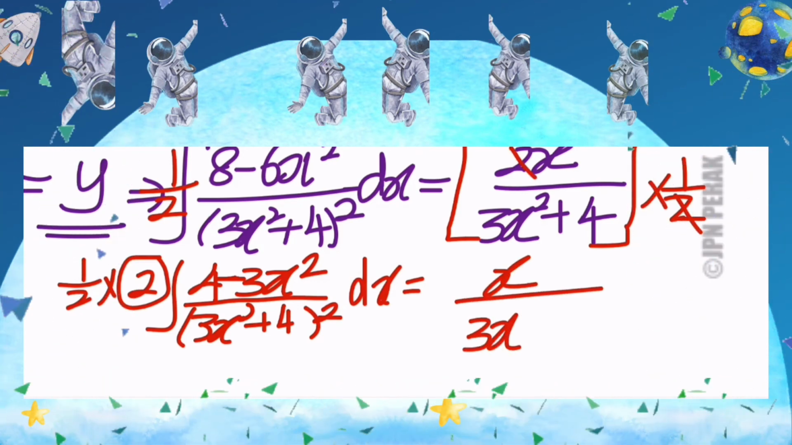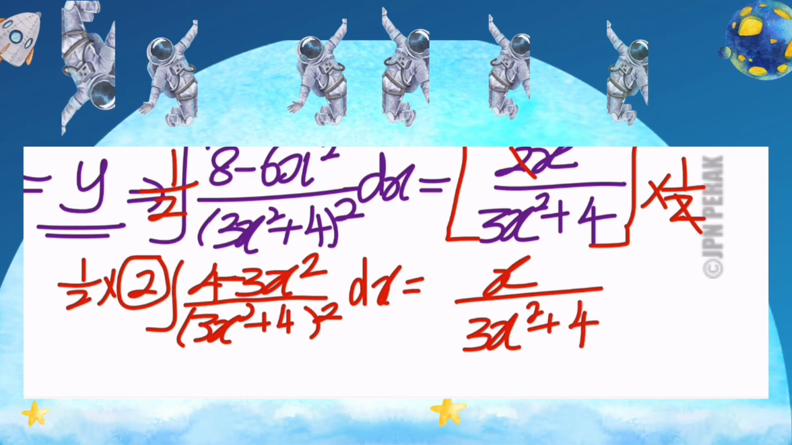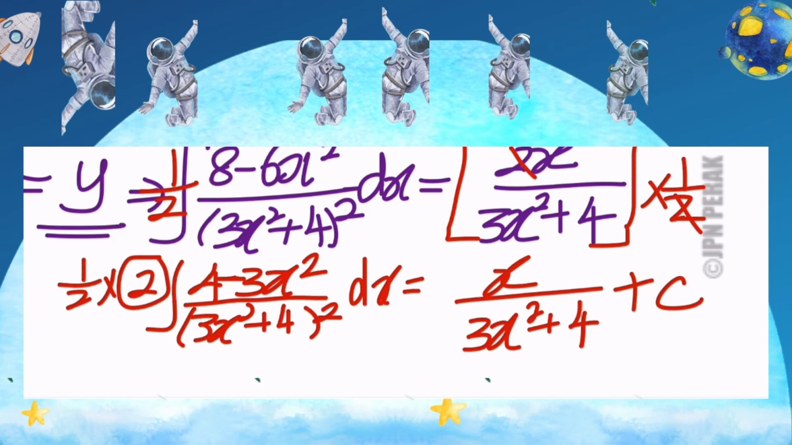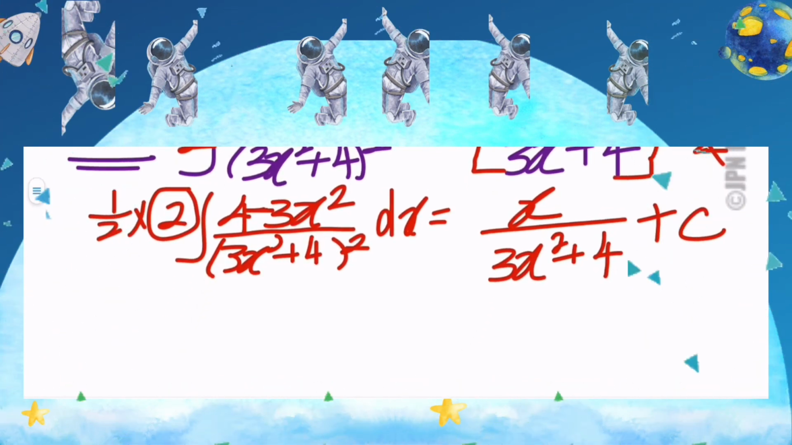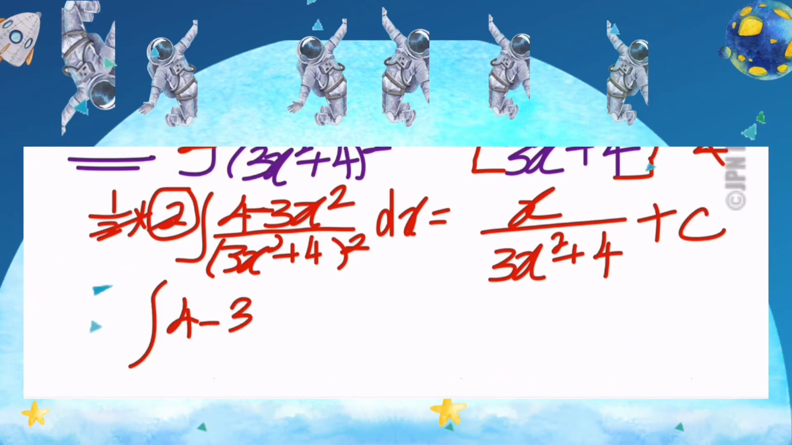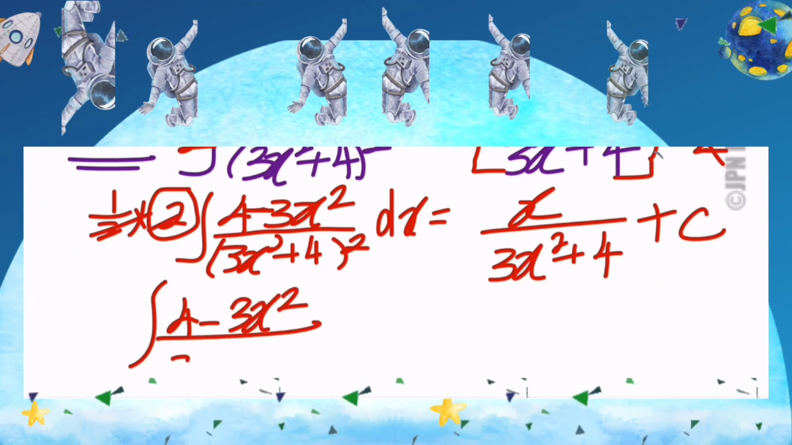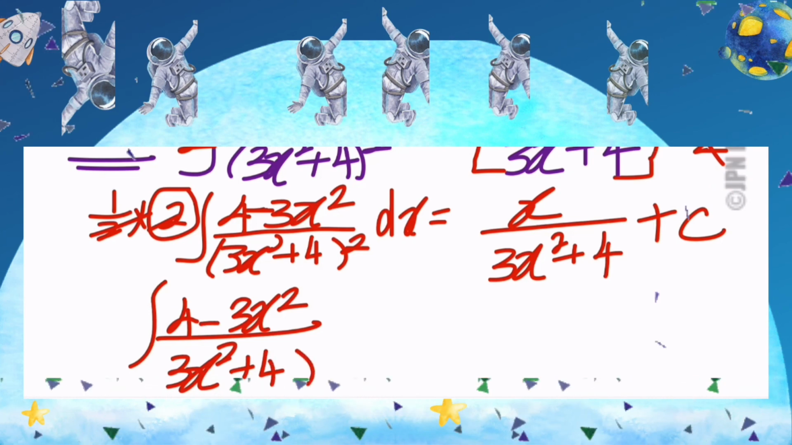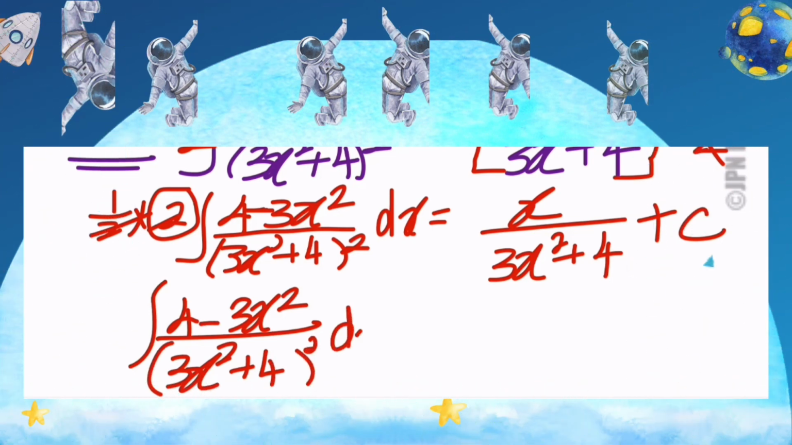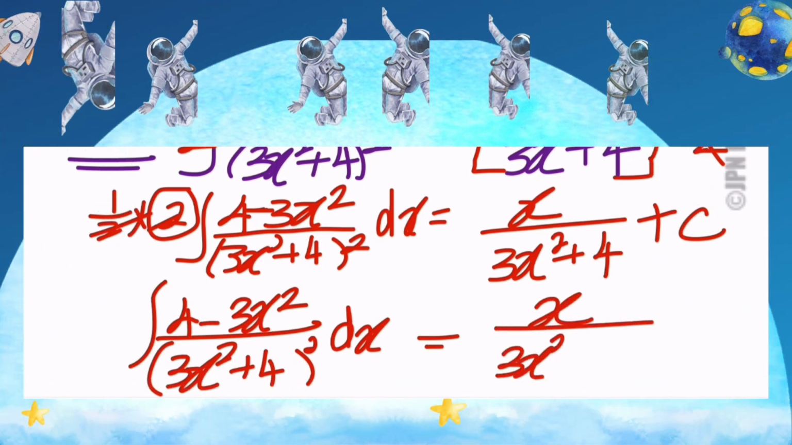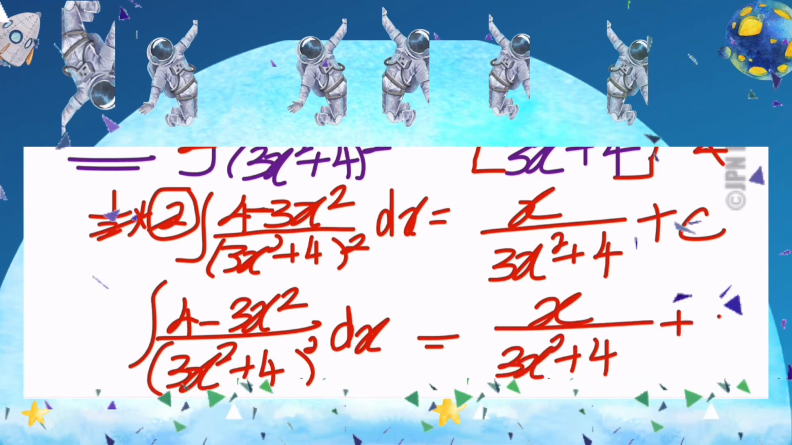So if we divide by 2, the answer will be x over 3x squared plus 4 plus c. Don't forget to write plus c. So this is the answer for the integration of 4 minus 3x squared over 3x squared plus 4 squared dx. The answer is equal to x over 3x squared plus 4 plus c.